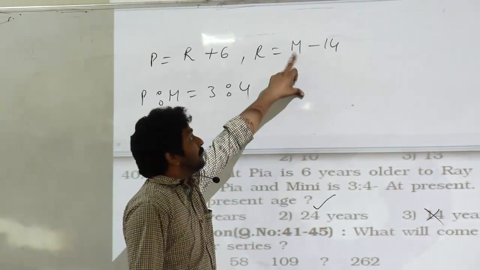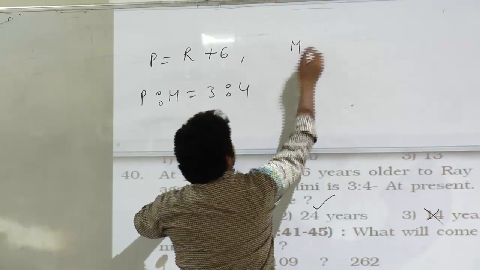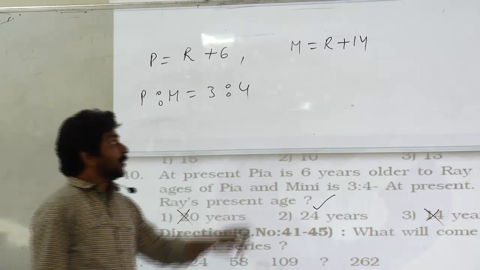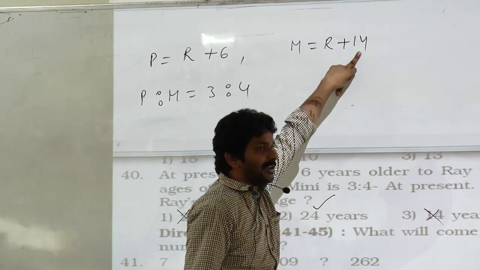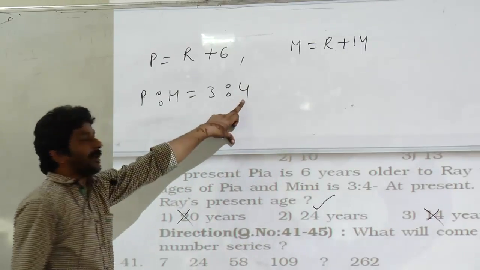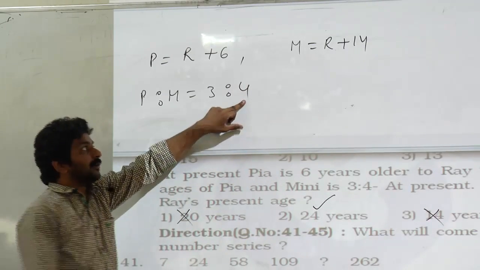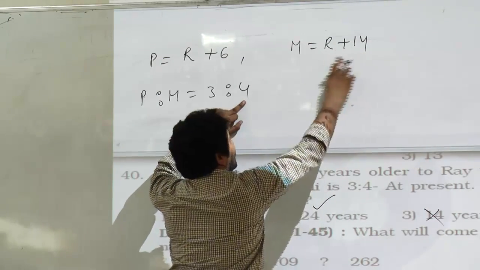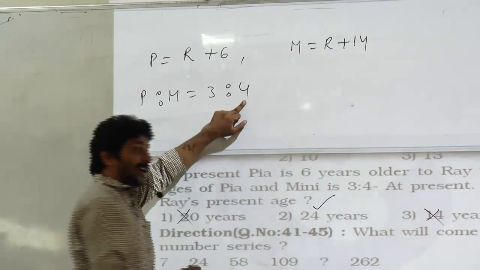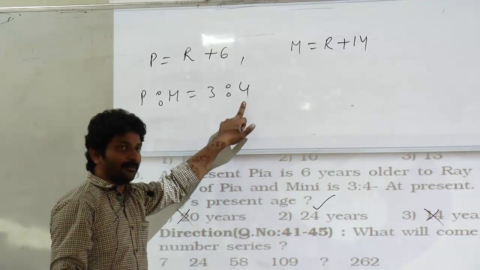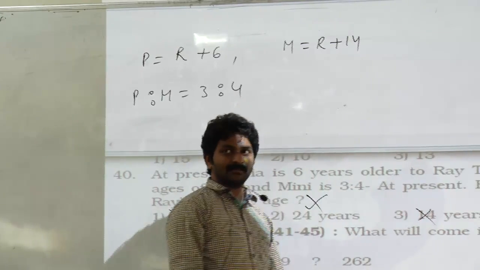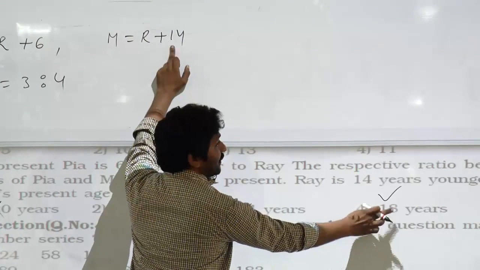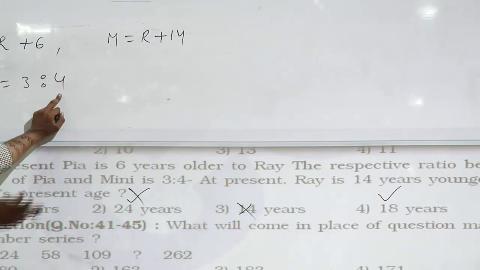Now, Mini's age is equal to Ray's age plus 14. Yes or no? So, to Ray's age, if you add 14 years, you'll get Mini's age, which is a multiple of 4. If Ray's age is 24, 24 plus 14, how much will you get? 38. Is 38 a multiple of 4? This cannot be your answer. Let's verify 18 plus 14. Is 32 a multiple of 4? 18 is the right answer.